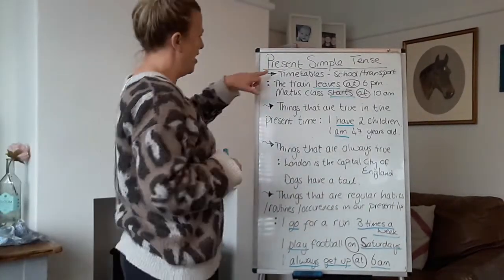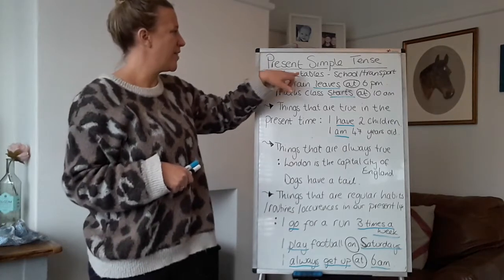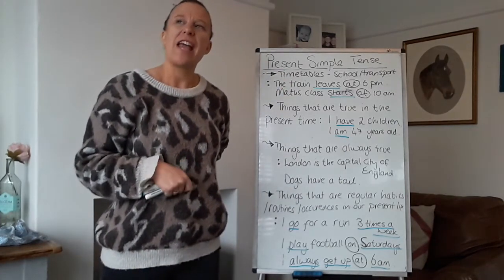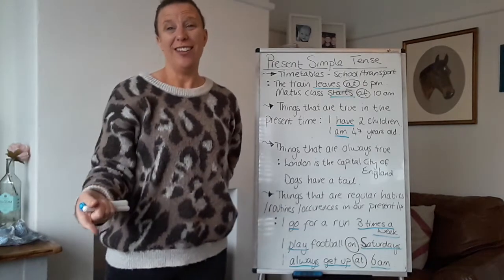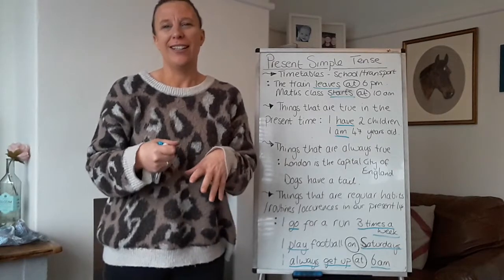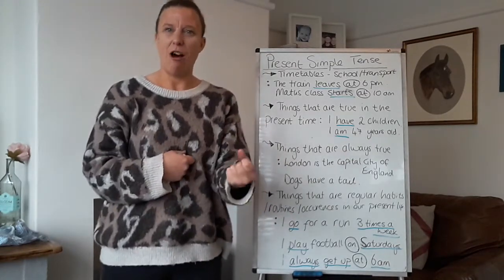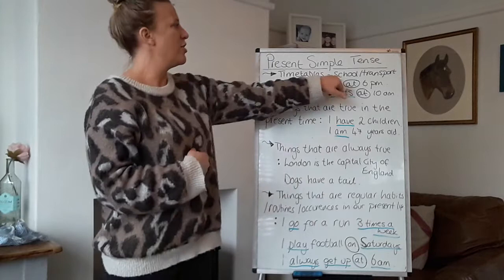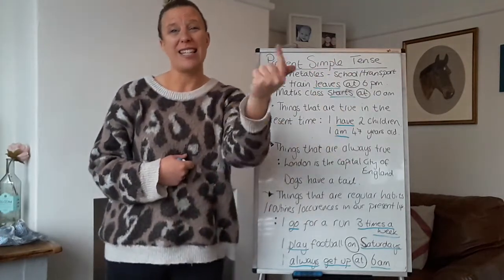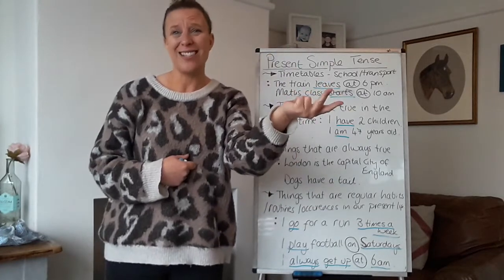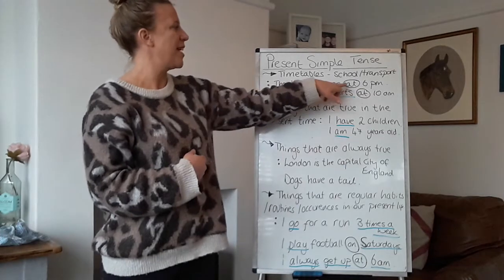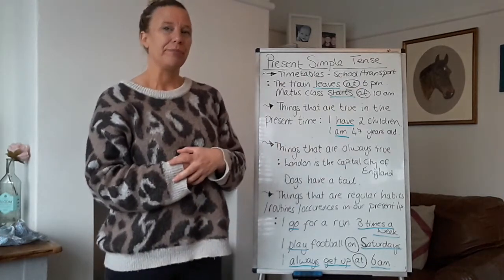Okay, and the last one that I'm going to talk about is for timetables. So we use the present simple tense for timetables. It may be in the future, but we don't have to use the future tense because it's always true. A timetable is a fixed time in the future. So we often use it for school timetables or for transport timetables like trains, buses, aeroplanes, flights, that type of thing. So the train leaves at 6 p.m.